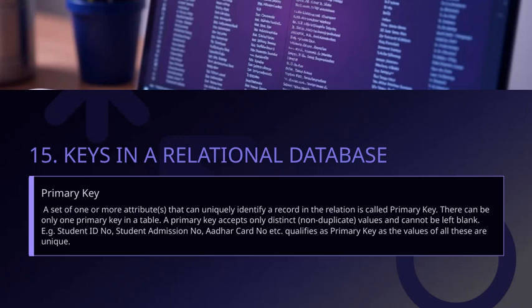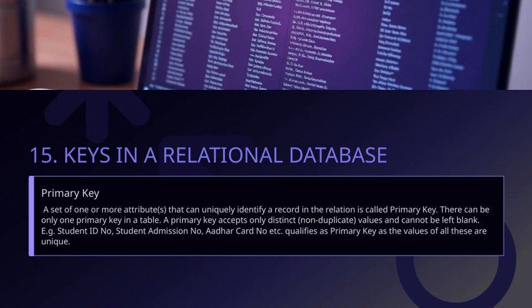Now, let's talk about keys in a relational database, starting with the primary key. A primary key is essentially a set of one or more attributes that can uniquely identify a record within a table. Think of it as the unique identifier for each row. It's important to note that there can only be one primary key in a table, which helps maintain clarity and consistency. The primary key must accept only distinct, non-duplicate values, meaning no two records can have the same key value. Additionally, it cannot be left blank, because every record needs a way to be uniquely identified.